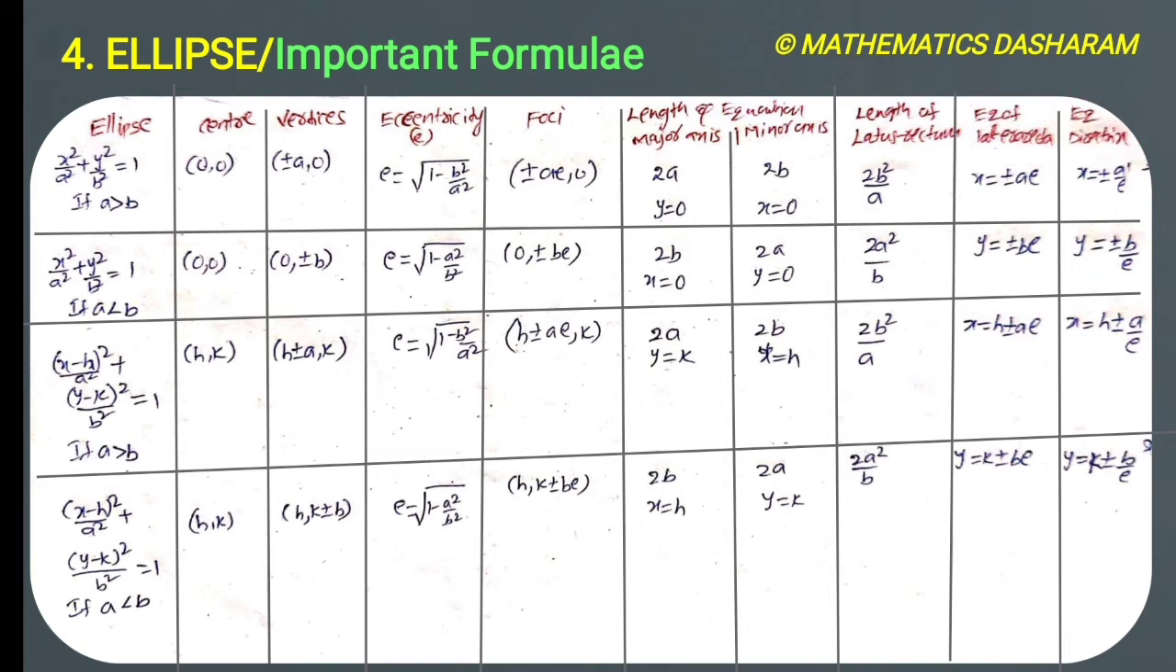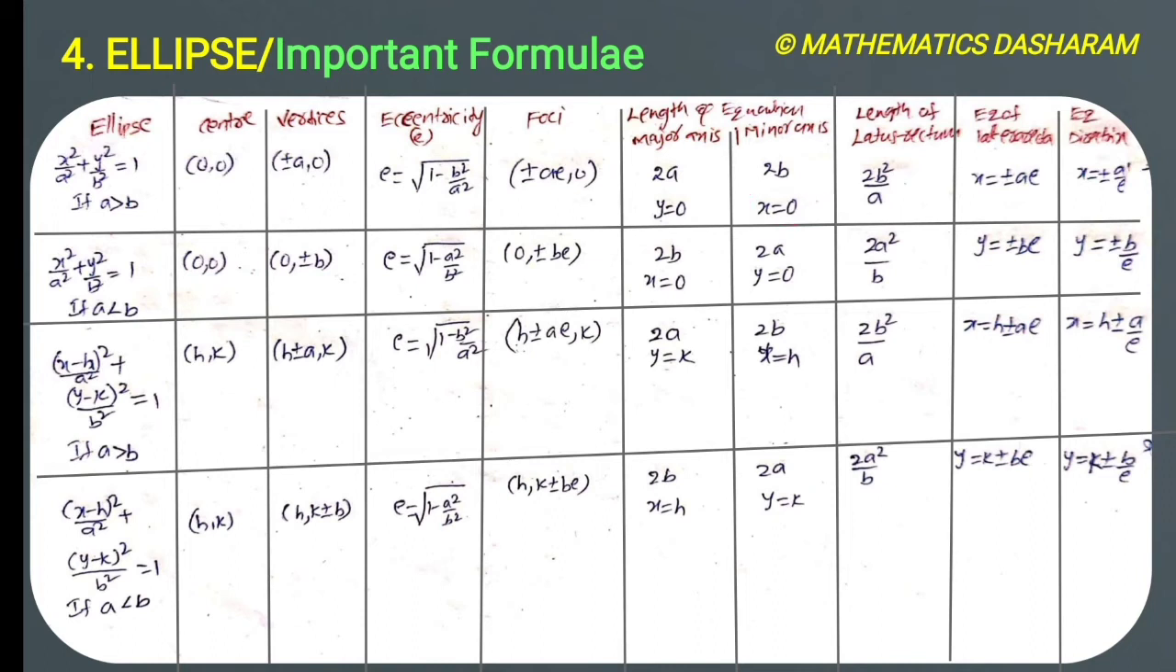The first ellipse is x square by a square plus y square by b square equals 1. If a is greater than b, then its center is (0, 0) and its vertices are (plus or minus a, 0). Next, the eccentricity e equals under root 1 minus b square by a square. The foci are (plus or minus ae, 0). The length of the major axis is 2a, and the equation of the major axis is y equals 0. The length of the minor axis is 2b, and the equation of the minor axis is x equals 0.